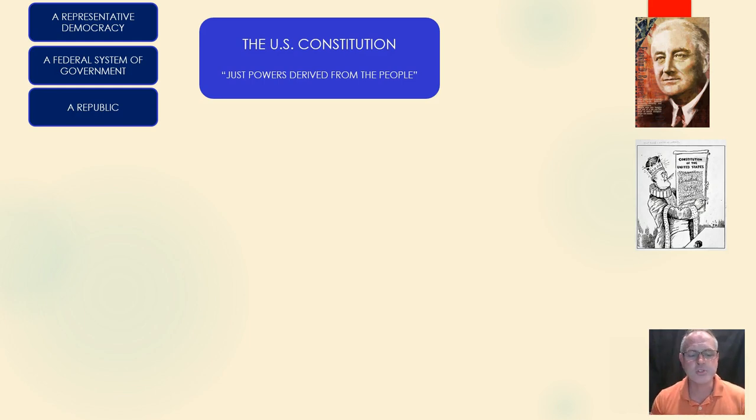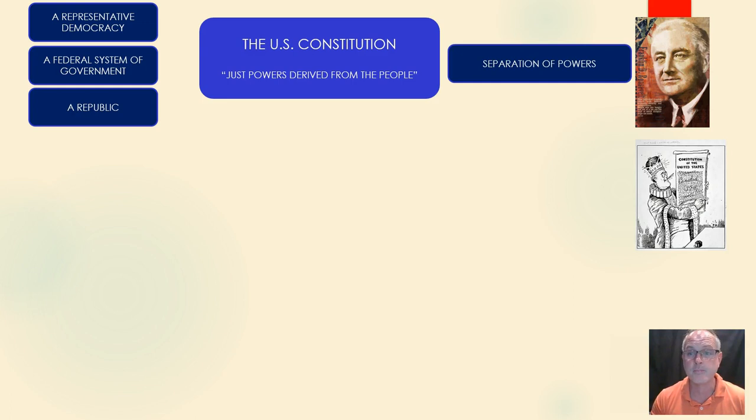All of the arrangements in this system of government are defined by the United States Constitution, largely written by Thomas Jefferson in 1776, signed in Philadelphia. The governments, including the state governments of the United States, derive their just powers, their powers to act in just ways, from the people as a democracy.